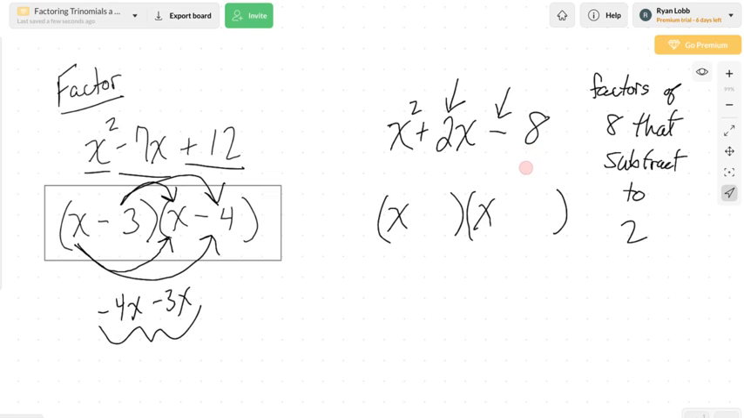So all we're doing there. So then you say, well, what do I multiply to get 8? Well, 8 and 1, but 8 minus 1 is 7. So no good. 4 times 2. 4 times 2 is 8. 4 minus 2 is 2.